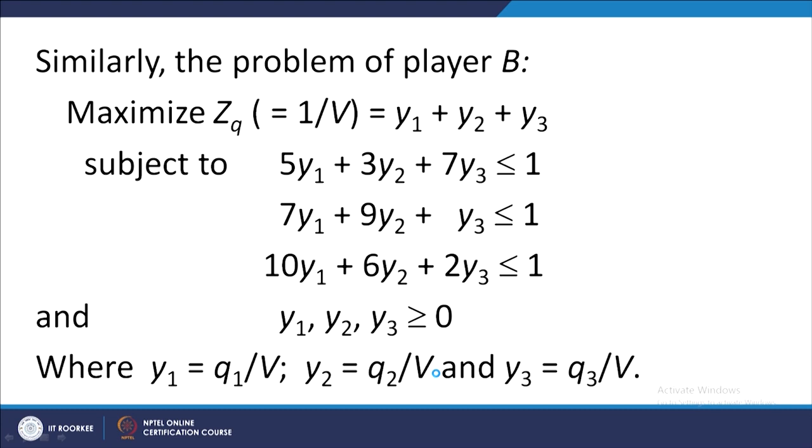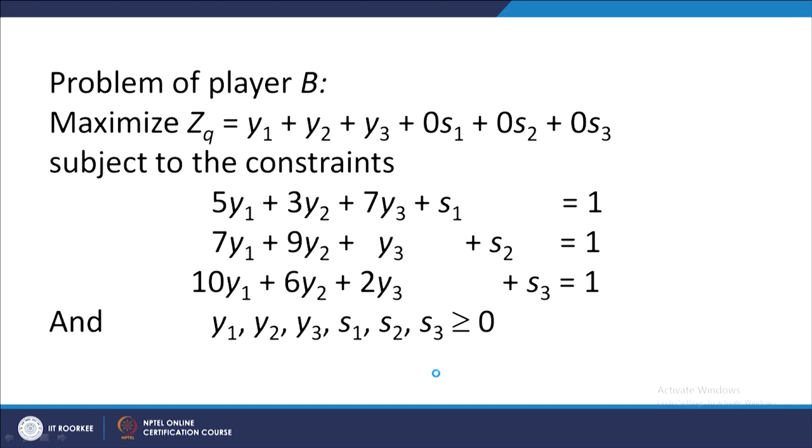Now similarly, for the player B, we will have the corresponding problem as maximize ZQ, which is equal to 1 upon V, which is equal to y1 plus y2 plus y3, subject to 5y1 plus 3y2 plus 7y3 less than or equal to 1, 7y1 plus 9y2 plus y3 less than or equal to 1, 10y1 plus 6y2 plus 2y3 less than or equal to 1, all the y1, y2, y3 greater than or equal to 0. And we have, remember, made the substitution that y1 is equal to Q1 upon V, y2 is equal to Q2 upon V, and y3 is equal to Q3 upon V. So, the problem of player B turns out to be maximize y1 plus y2 plus y3.